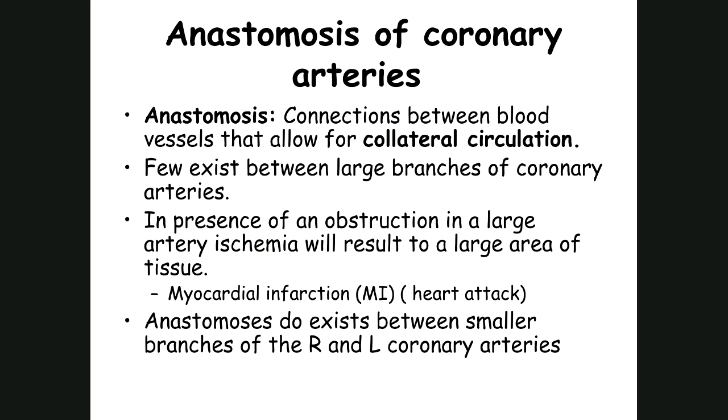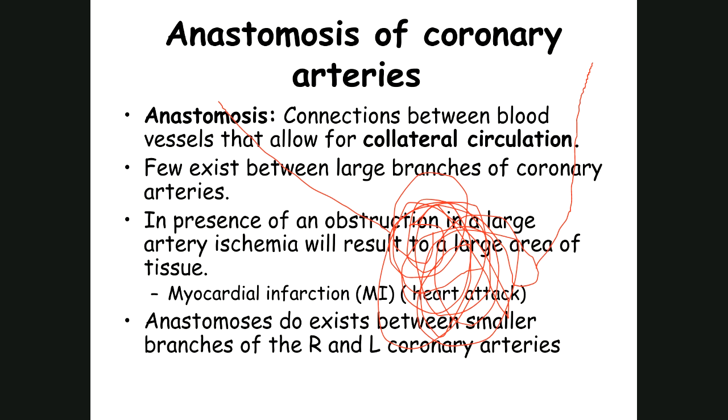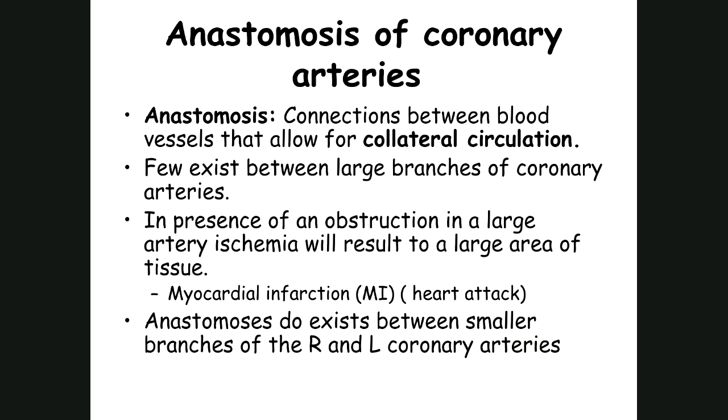Anastomosis of coronary arteries. So what is anastomosis? Anastomosis means it is just like a network. I will show you what anastomosis is. This is one blood vessel, this is another blood vessel. These two blood vessels join through small blood vessels. So it is an arterial or venous network. What is anastomosis?